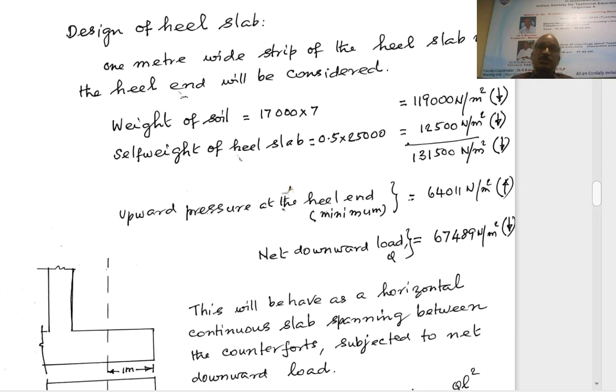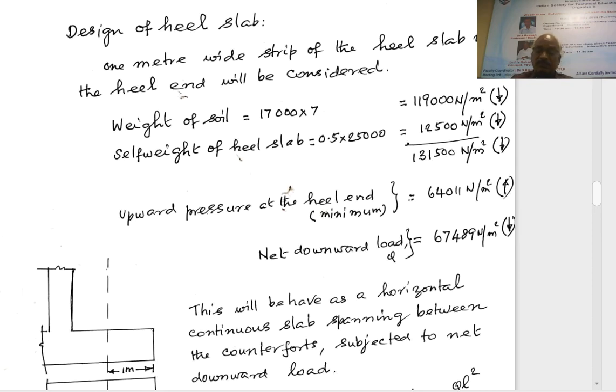There is no surcharge load, backfill is not at an angle of inclination. Now in this problem we have got only these two downward forces. Coming to upward force, as I told earlier, the minimum upward pressure at the right end is 64,011. So subtracting, the net downward load is 67,489 Newton per mm square.